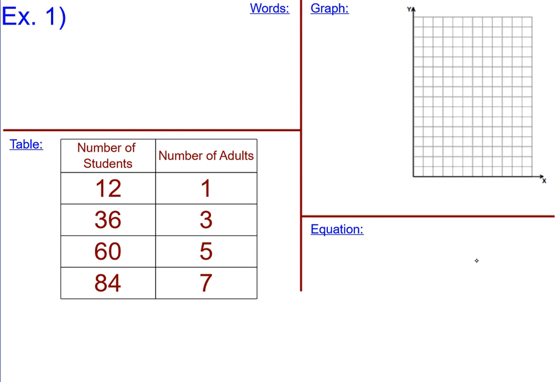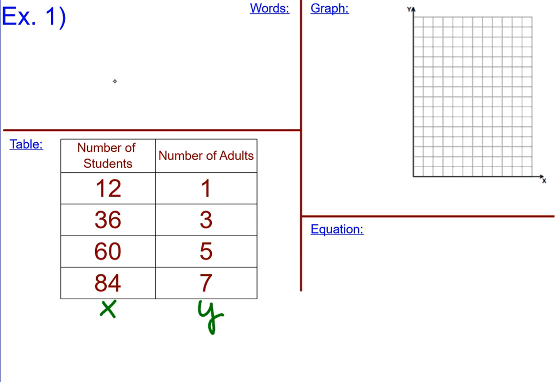So this one, we're starting with the table, and the table is telling us that we have a number of students and we have a number of adults. Our number of students is 12, 36, 60, and 84, and our number of adults is 1, 3, 5, and 7. We know that y, our dependent variable, depends on what's going on here. And we're going to write a story because sometimes that's the easiest thing to start with.